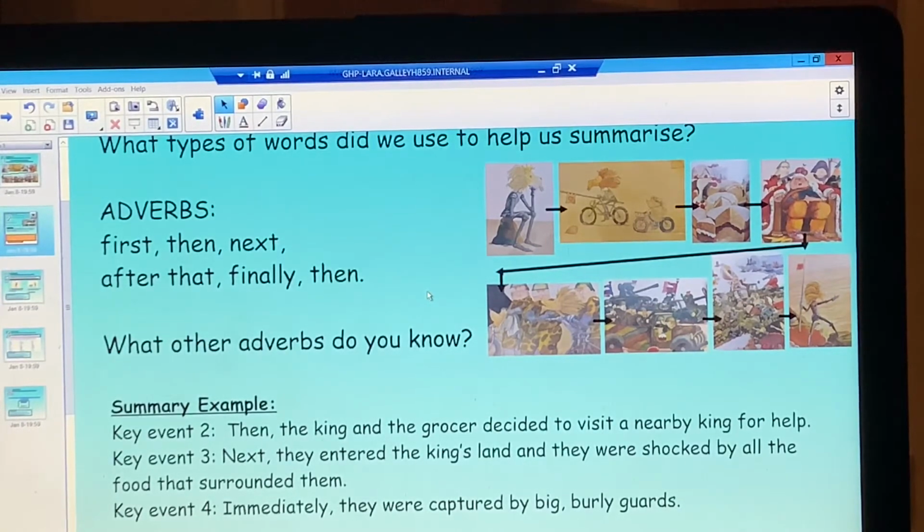So your key event 2, the picture of when the king and the minister go off to the neighbouring land to ask for food, could have been something simple like, then the king and the grocer decided to visit a nearby king for help. The next one would have been, next they entered the king's land and they were shocked by all the food that surrounded them. Immediately they were captured by big burly guards. So that's just a brief summary of what happens in the War and Peas story.